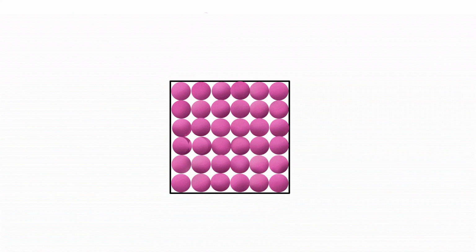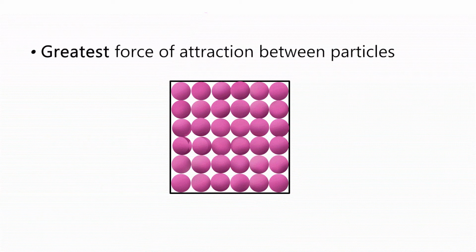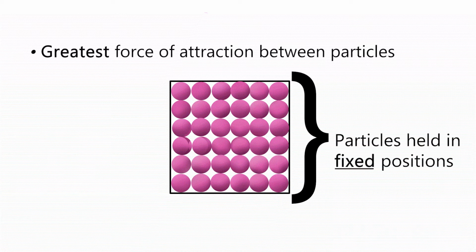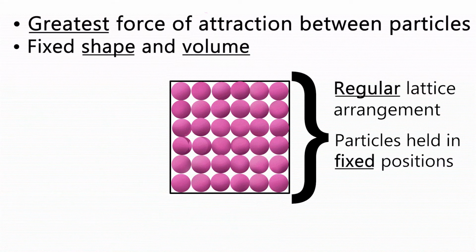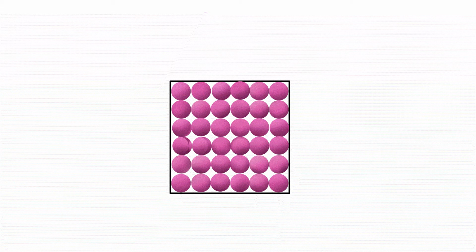So in solids, the particles have the greatest forces of attraction holding them together. So as a result, the particles are held in fixed positions in a regular lattice arrangement. As the particles are held in fixed positions, the particles are unable to move. So this means that all solids keep a definite / fixed shape and volume, so they're unable to flow, like liquids for example. The particles can't move around freely in solids.